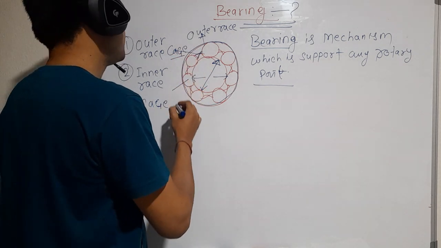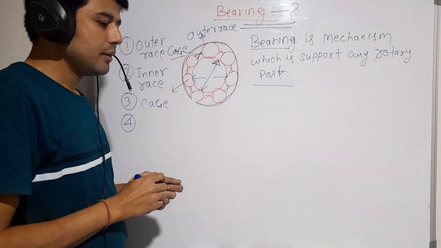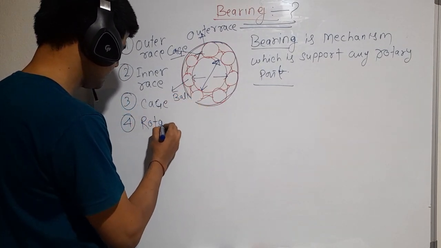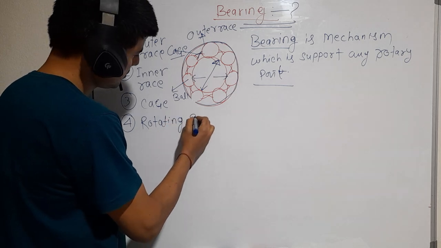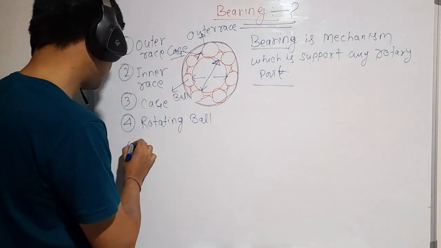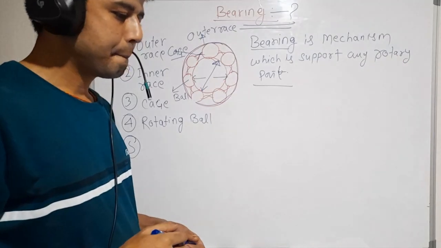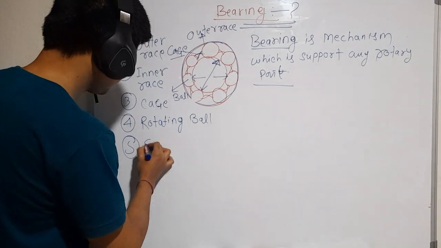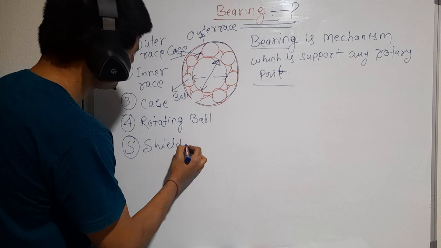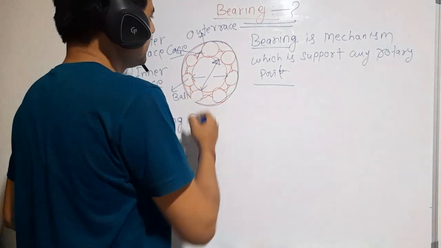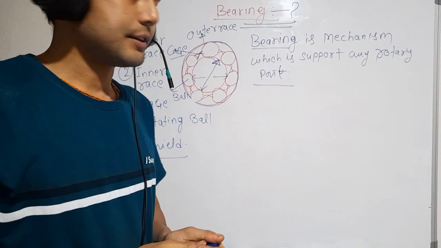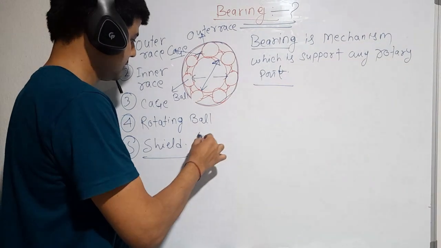The fourth part is called the rotating ball. And the fifth part is the shield, which protects the bearing rollers from dust particles and other outer particles. This is called the shield.